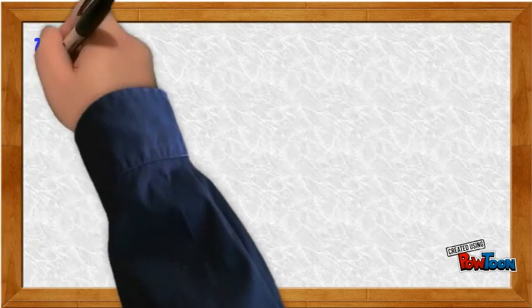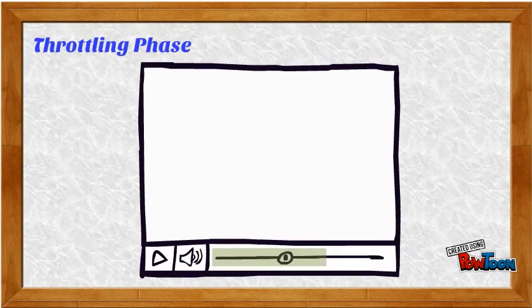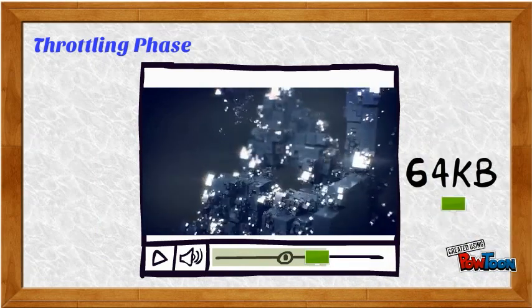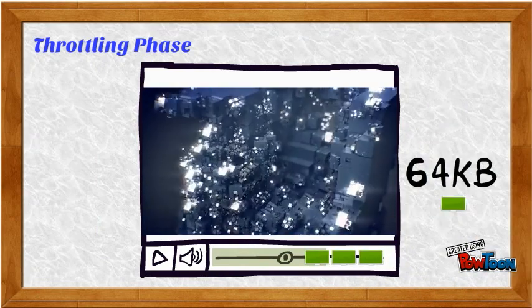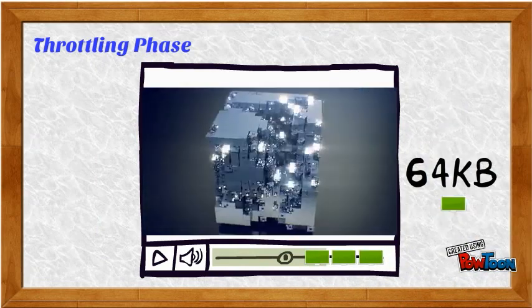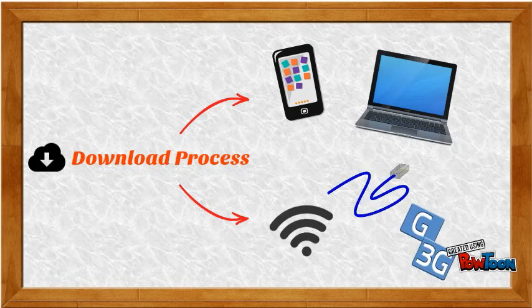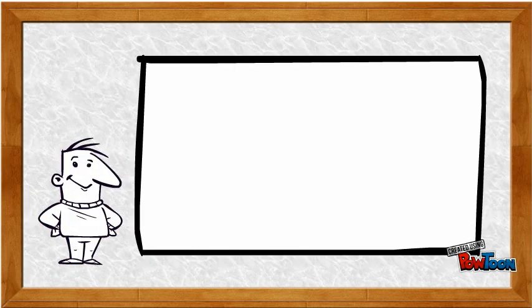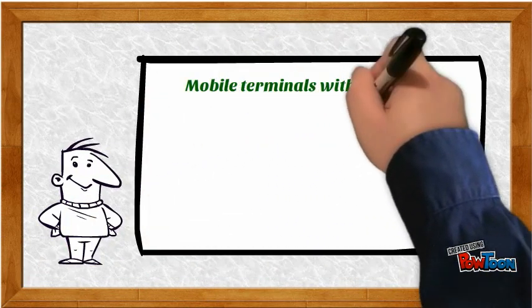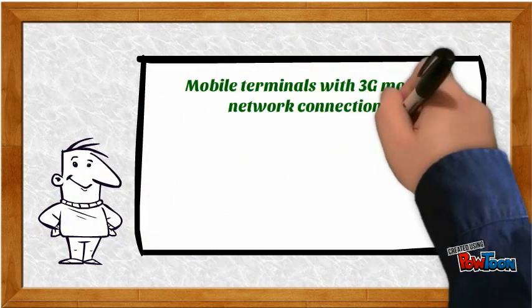Then, it is followed by the throttling phase, where YouTube servers send blocks of 64 kilobytes of data until the rest of the video has been successfully received by the client's player. The download process depends on the type of device and network connection. Now, we will take a look at the findings for accesses from mobile terminals with 3G mobile network connections.